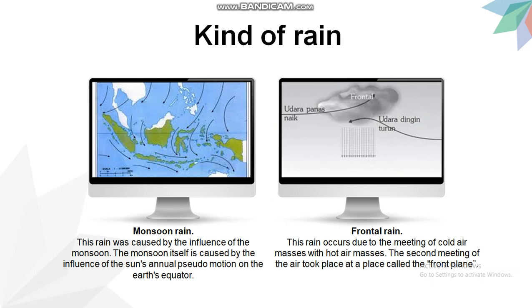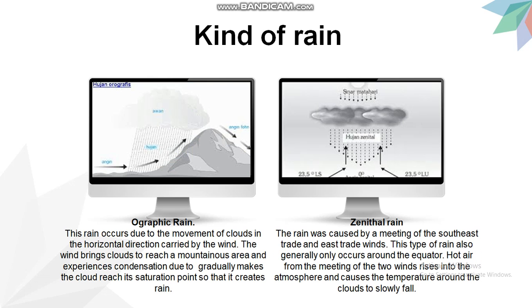Kinds of rain. Rain is divided into six. One, monsoon rain. This rain is caused by the influence of the monsoon. The monsoon itself is caused by the influence of the sun's annual apparent motion on the Earth's equator. 2. Frontal rain. The rain occurs due to the meeting of cold air masses with hot air masses.